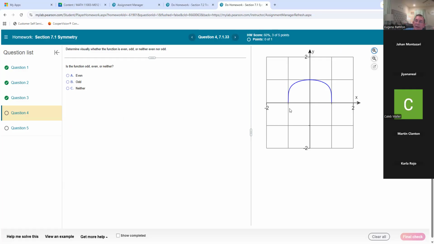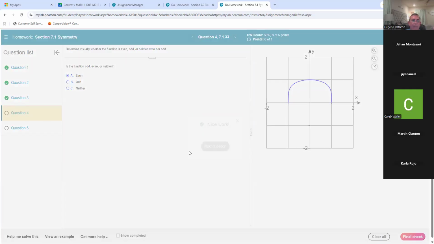So this one here, if I was to fold it over the y-axis, it would land on itself. So it would be an even function. Also, y'all, it's touching the x-axis 2 times. That's an even number. So y'all, that is definitely an even function.